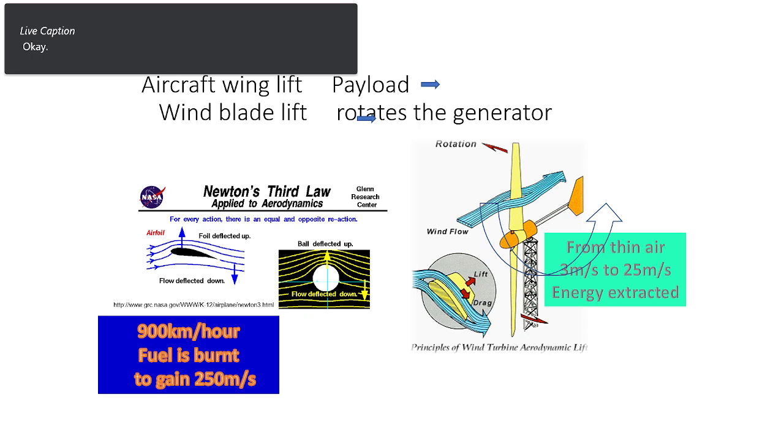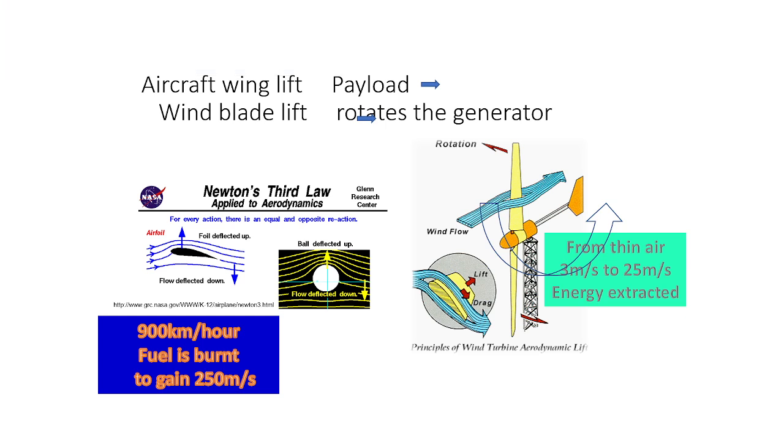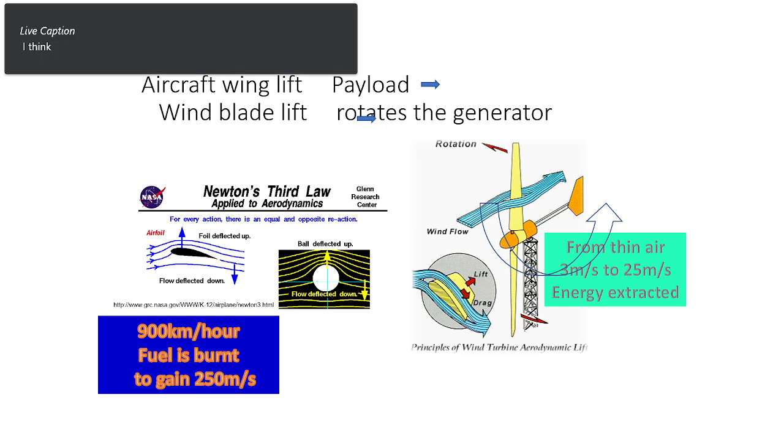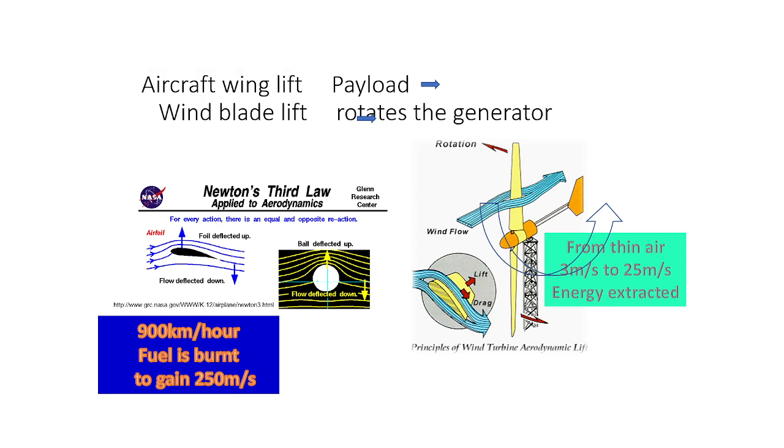Cut in means when the wind turbine rotor starts rotating, that is cut in. Starting wind speed, minimum starting wind speed, 3 meter per second. Is that point clear? Yes, sir.